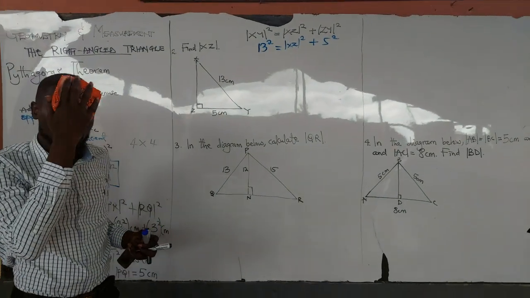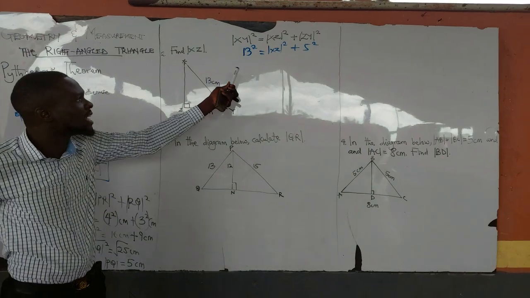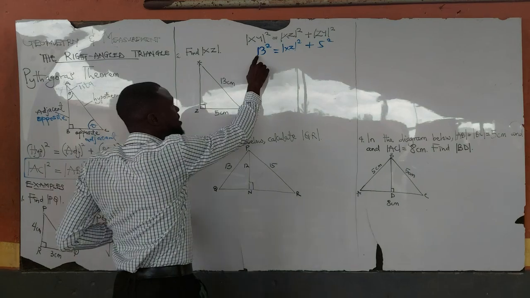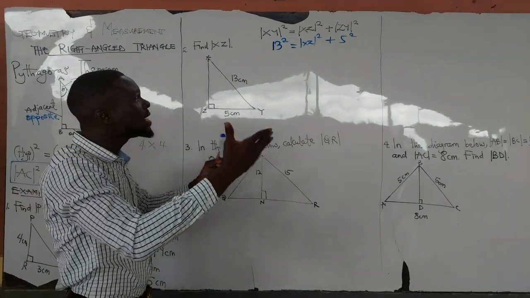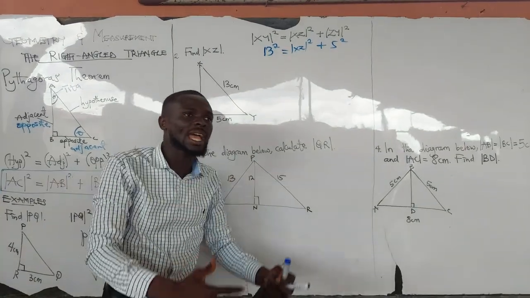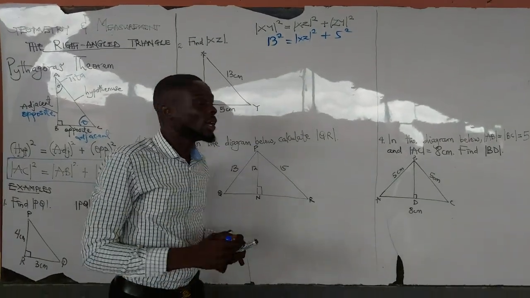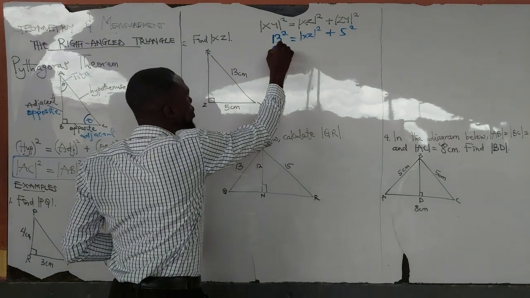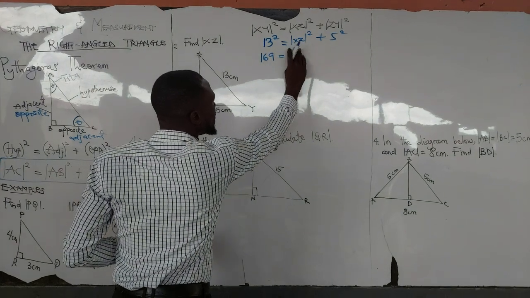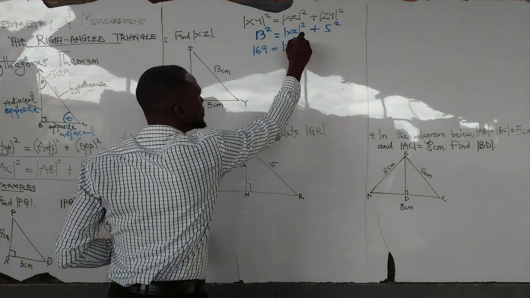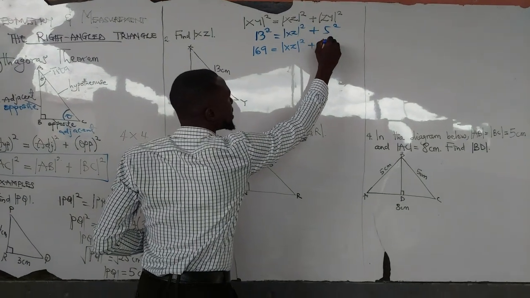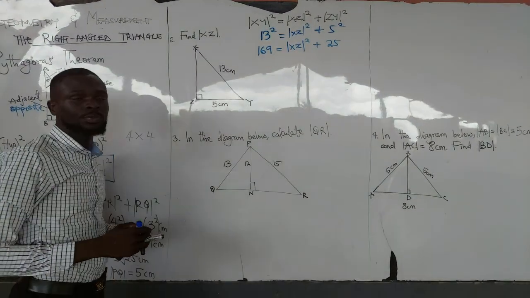So now, let's try to get rid of the squares of the ones we can. What is 13 squared? 13 squared simply means 13 multiplying itself 2 times. So 13 times 13 will give you 169. Then we equate this to this. We don't know, so let's keep maintaining it. Plus the square of this is 25.